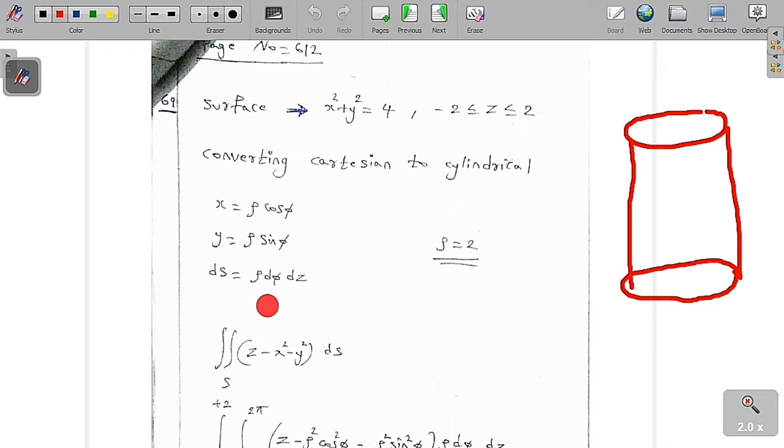So therefore we can say rho d phi dz is the small amount of area on this surface. So rho is equal to 2, since x square plus y square is equal to 2 square. So 2 square means the radius is equal to 2. The circle has a radius of 2. Then the radius of this cylinder is nothing but 2. So rho is equal to 2.